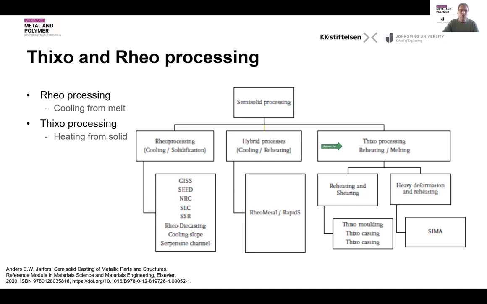We have the Rheo processes to the left. And there is a number of processes where you see, for GISS and the SEED process. Now, what is different with the RheoMetal process is that you actually have one portion that you reheat and partially melt. So that becomes a hybrid process. So it's somewhere in between the Rheo and the fixer process. And this makes it a little bit different compared to the fixer processes and the Rheo processes. Next, please.